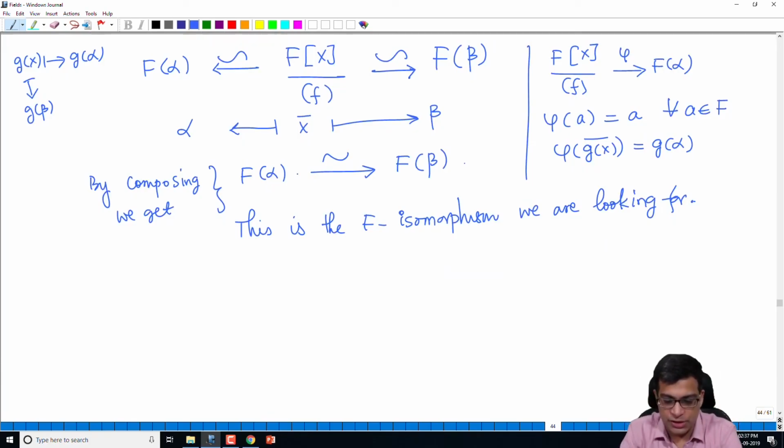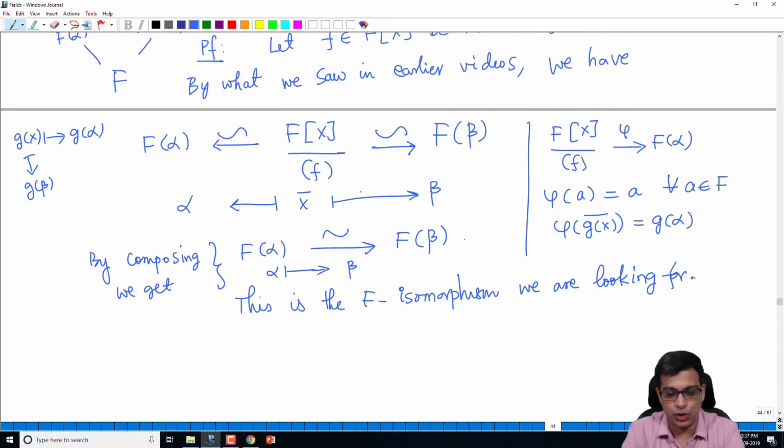Right, that's clear, because this is an isomorphism of rings. It sends alpha to beta, because under this inverse alpha goes to x bar goes to beta. So alpha goes to beta and every element of F is fixed. So that is the proof.